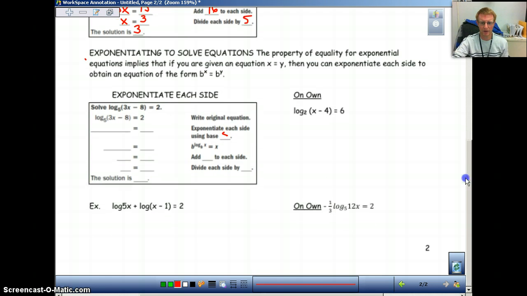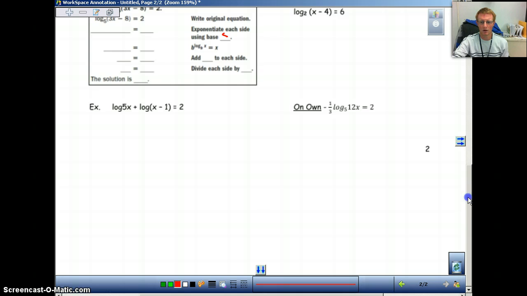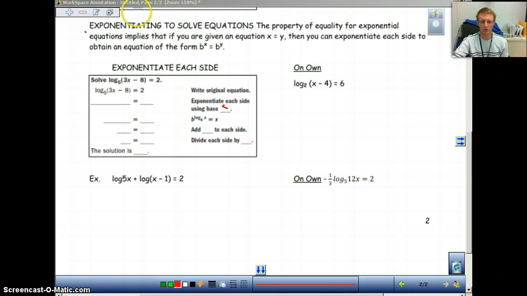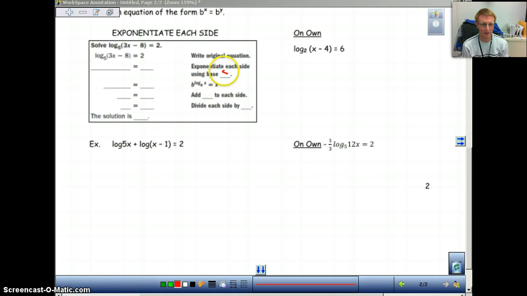Okay, so the idea is that we can get rid of our logarithm fairly easily just by raising each side to whatever that base of the logarithm is. So in this case, it's 5. Therefore, we're going to have 5 to the log base 5 of 3x minus 8. And again, this is all in the exponent. I know that it's a little small. So 5 to the power of log base 5 of 3x minus 8. And then we also have to do 5 to the second. So both sides have to be exponentiated with 5 as the base.